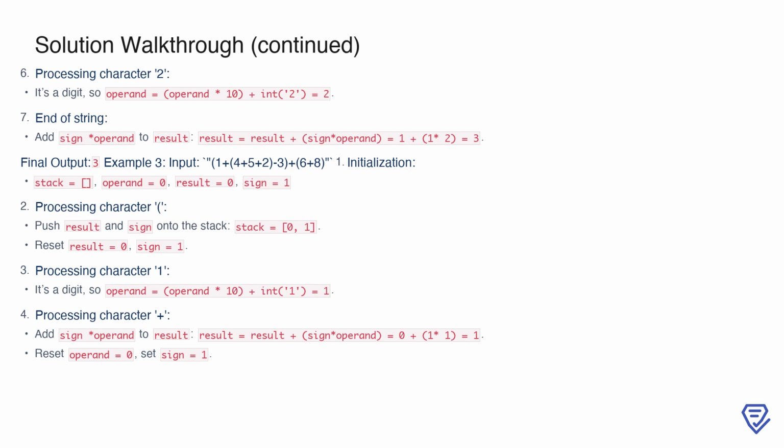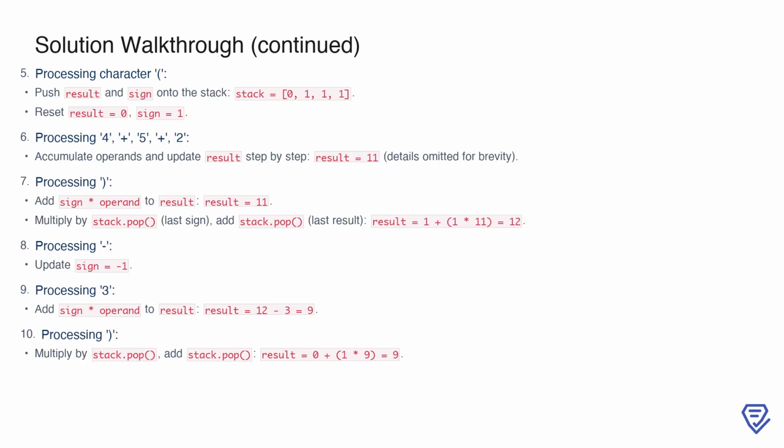The next character is 1, which is a digit, so the operand becomes 1. When we encounter the plus character, we add sign * operand to the result, which gives us result = 0 + 1 * 1 = 1. After this, we reset the operand to 0 and keep the sign as 1. The next character is another open parenthesis, so we again push the current result and sign onto the stack. This time, the stack becomes 0, 1, 1, 1. Then, we reset the result and sign once more.